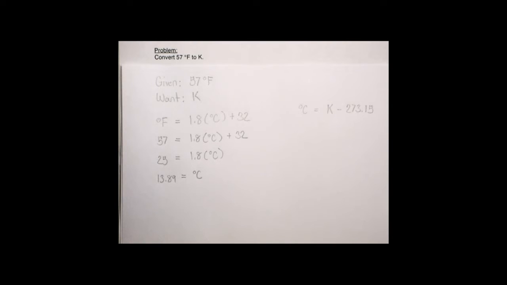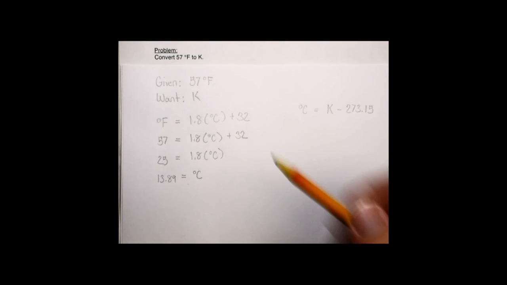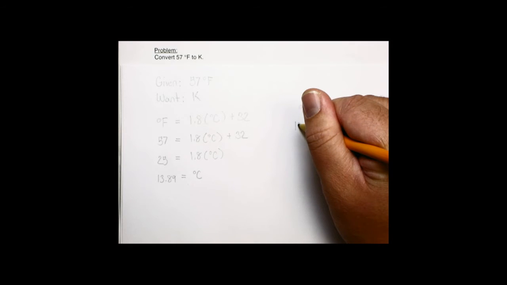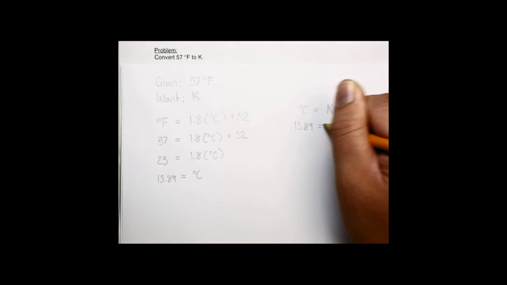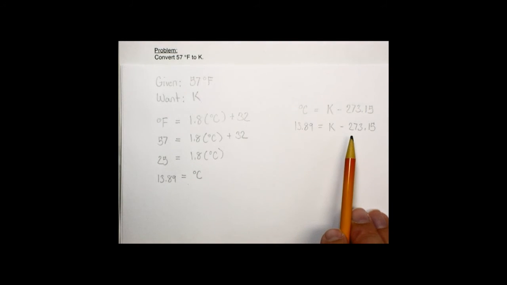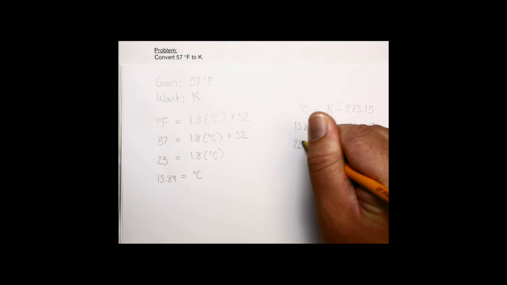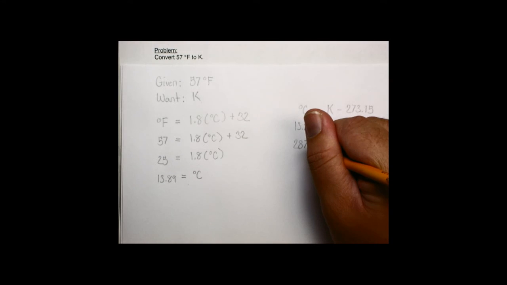Just like that. And now, just as I did with this other equation, I'm going to substitute in what I know. I know the temperature in degrees Celsius was 13.89. And then I finish my equation. Now, to get the Kelvin symbol by itself, I have to undo subtracting 273.15. So I have to add 273.15 to both sides. So I take 13.89 plus 273.15, and I get 287.04.